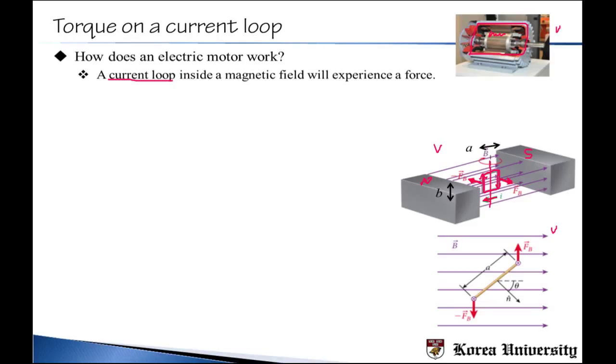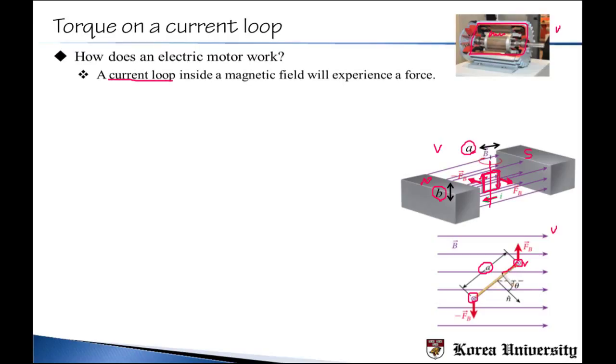One thing I forgot to mention: the size of this loop. This loop has a length A on top and bottom, and on the two sides the length of this edge is B. So you are looking at it from above. Looking down, this is length A, and this length is going into the screen. The length of that edge going into the screen will be B, and you can see the current is coming out here and going in here, and then there are two opposite magnetic forces.